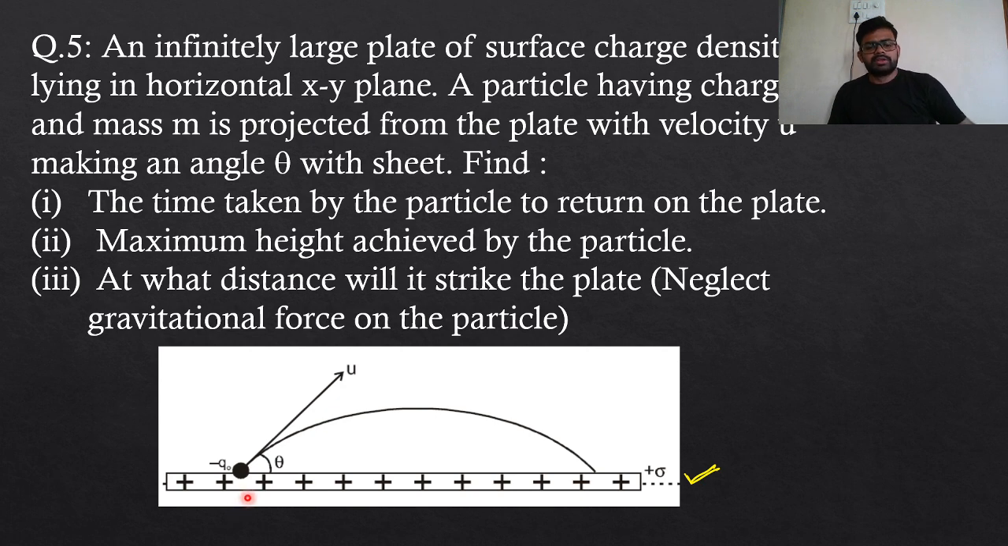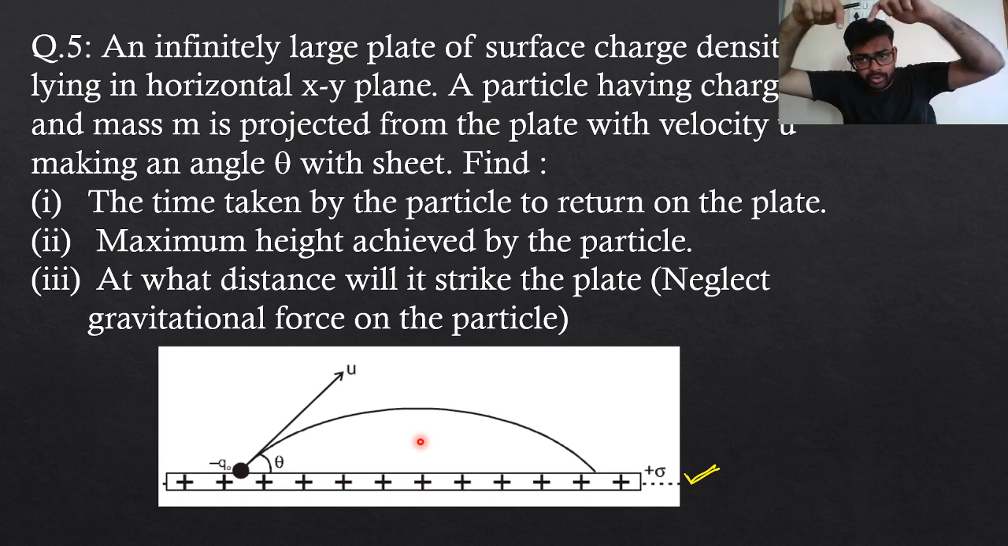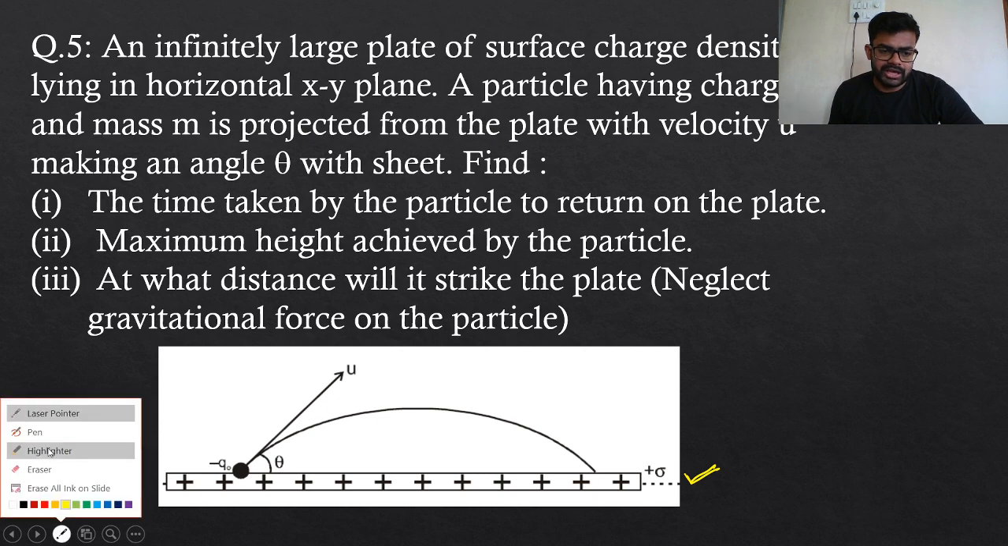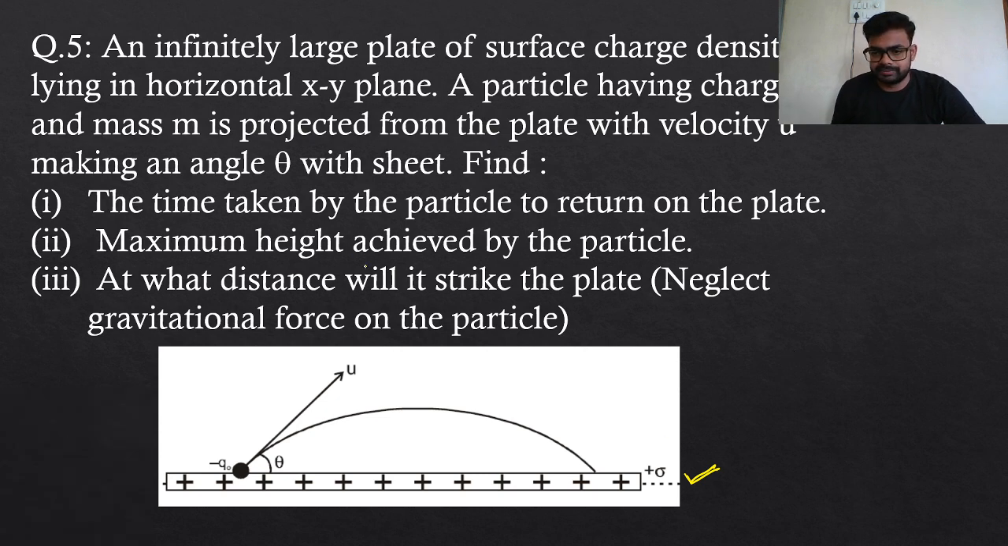Then it follows a projectile path and comes back. Why will it follow a projectile path? Because the charge is negative and the plate is positive, and we know for a large plate the electric field is constant. So the electric field will act like a gravitational force. Consider there is no gravity; it is written in the question, neglect the gravitational force. The particle wants to go like this, but because of the electrostatic force it will come back. The plate is attracting it, so it will execute projectile motion.